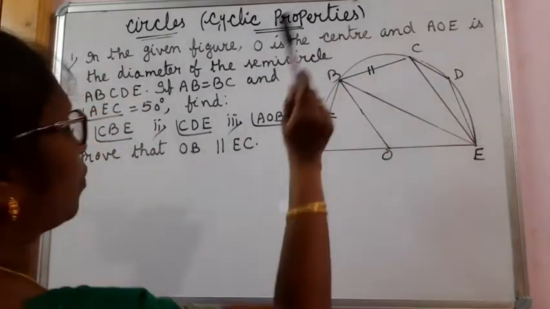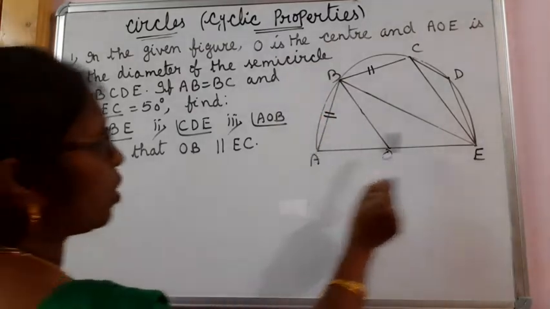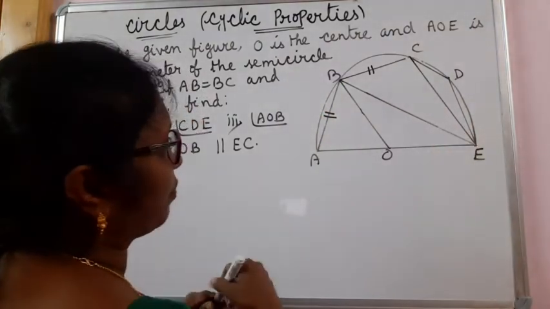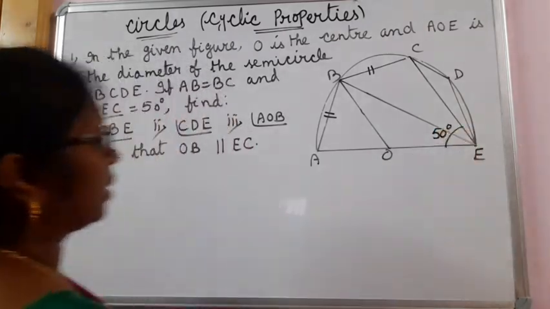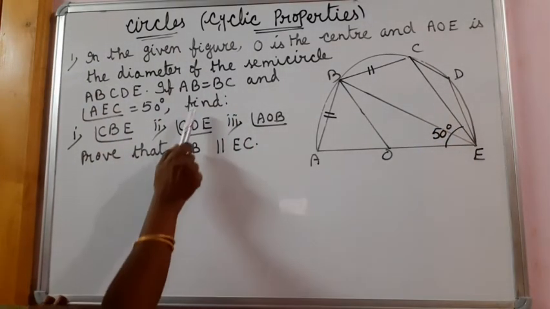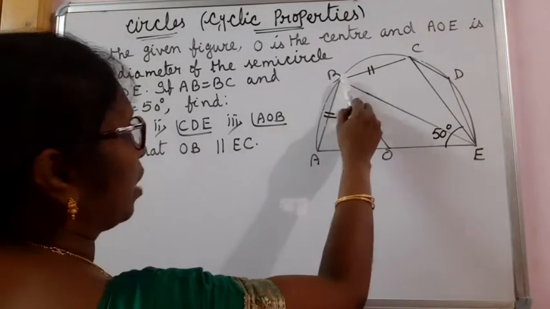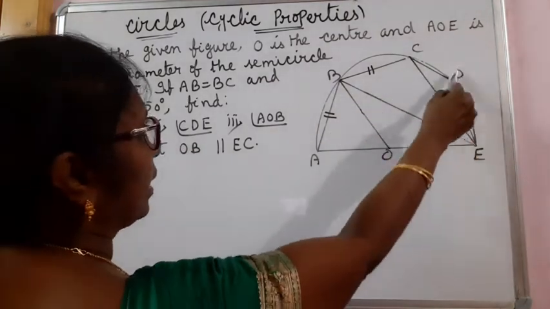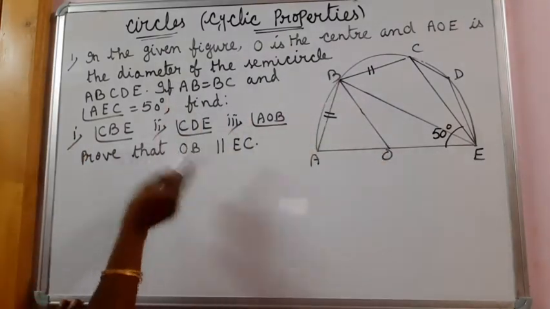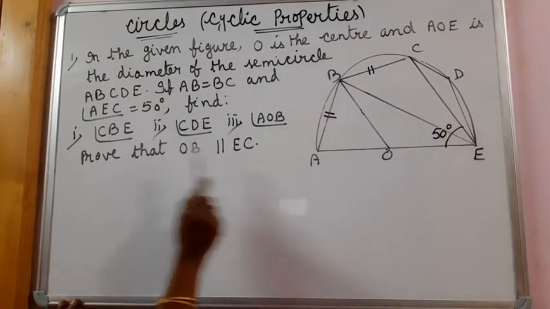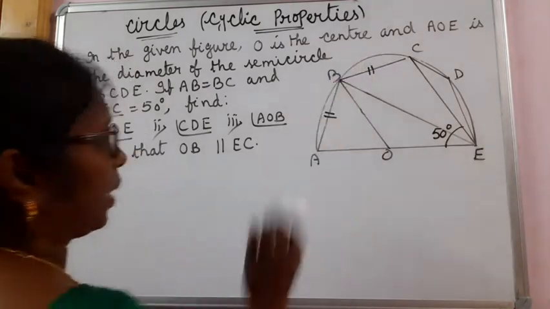AB is equal to BC, given. And also angle AEC is given as 50 degrees. If it is so, we have to find angle CBE, CDE and also angle AOB. And also one more is given: prove that OB is parallel to EC.